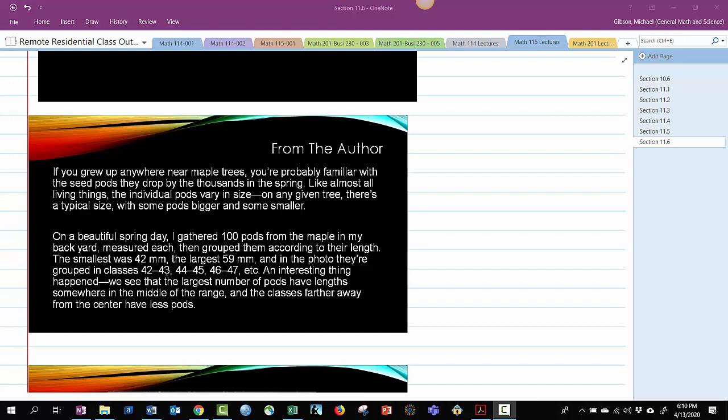In other words, what he did is he grouped them according to classes, each class about 2 millimeters: 42 to 43, 44 to 45, etc. All right, so let's look at what he made.